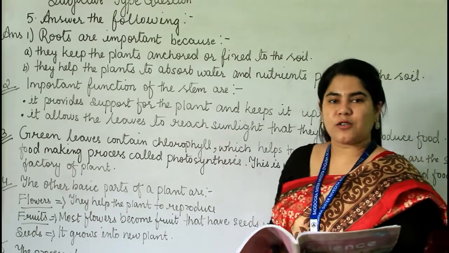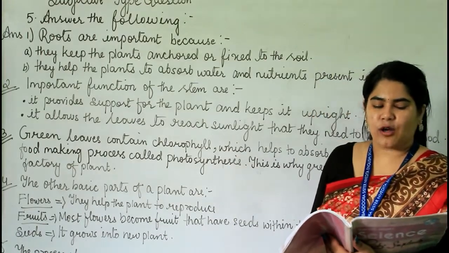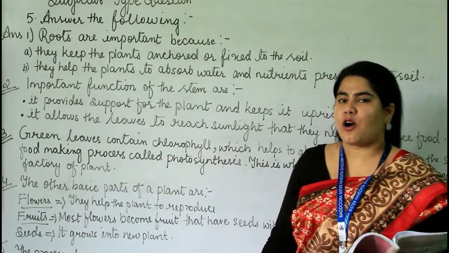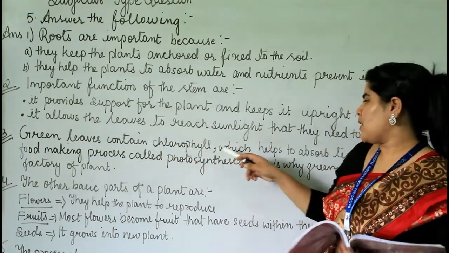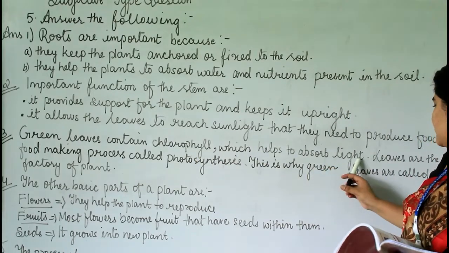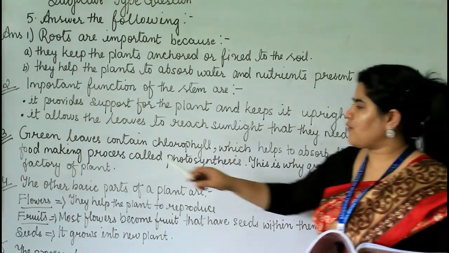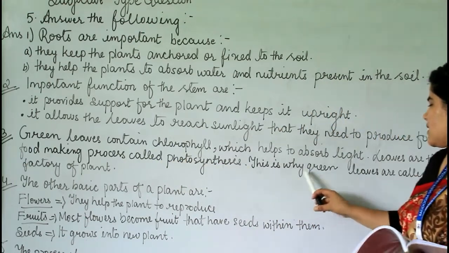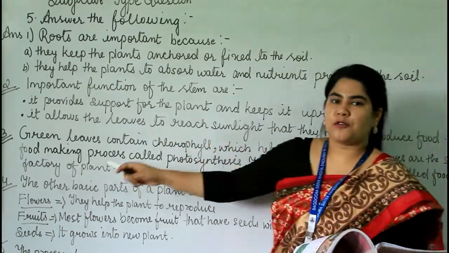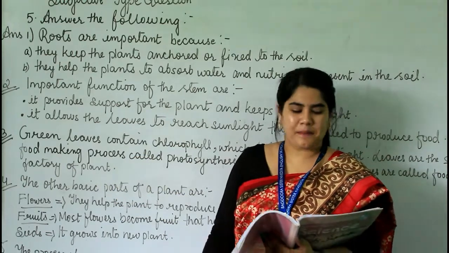So the third question is, why are green leaves called the food producing factories of a plant? Green leaves contain chlorophyll, which helps to absorb light. Leaves are the site of the food making process called photosynthesis. This is why green leaves are called the food making factory of a plant.